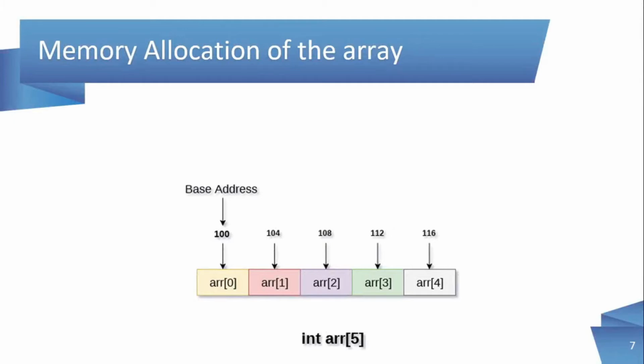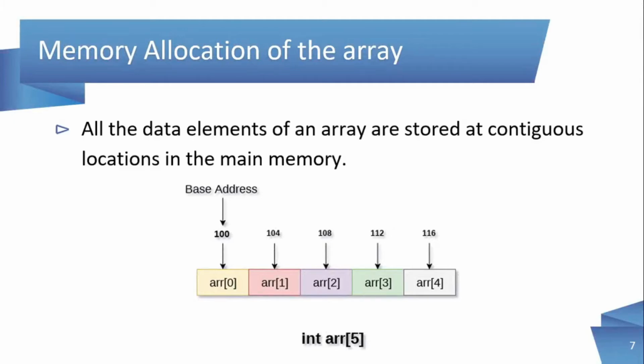Memory allocation of the array. All the data elements of an array are stored at contiguous locations in the main memory. The name of the array represents the base address, or the address of the first element in the main memory. Each element of the array is represented by a proper indexing.